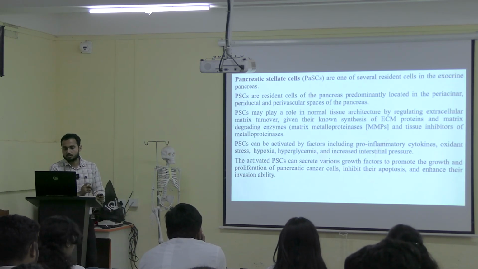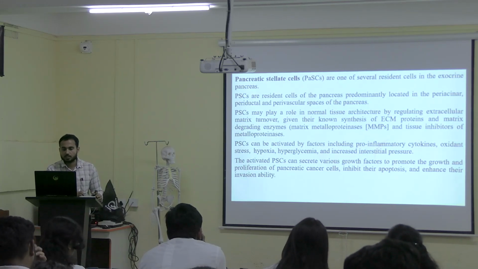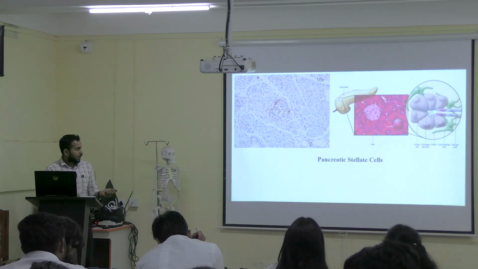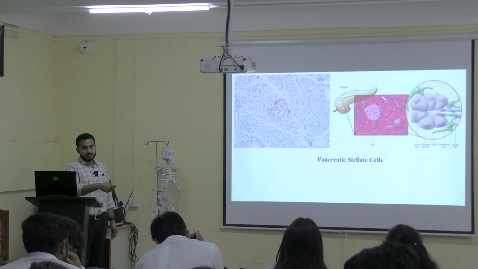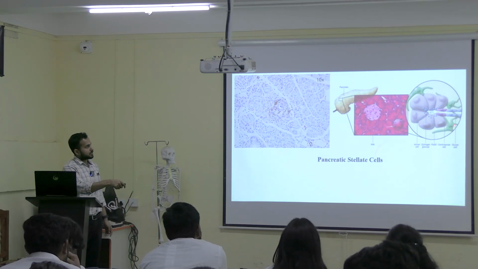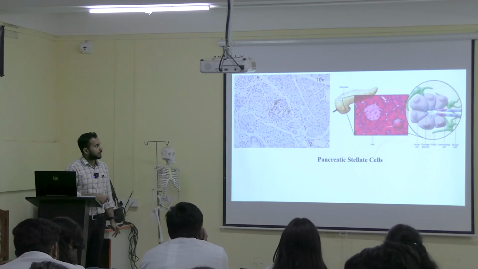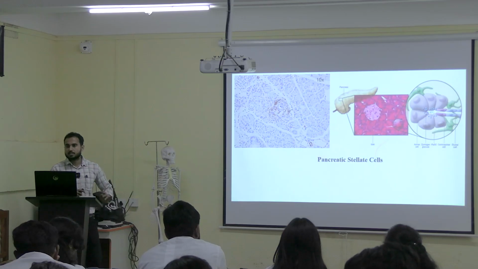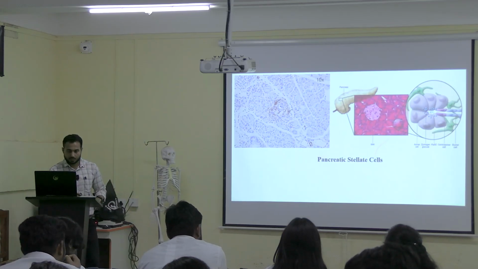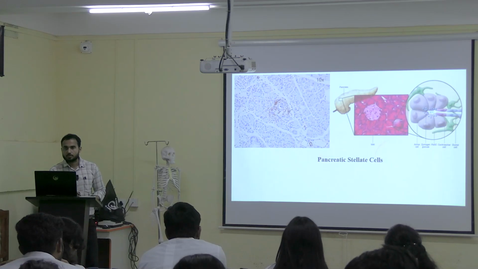Okay, so that is also an important part played by the pancreatic stellate cells. Now here you can see the pancreatic stellate cells. Stellate cells means star-like appearance, as you can see in the diagram. Now pancreatic stellate cells cannot be seen under H&E staining. For that, a special type of staining method is required. After that only it can be seen.